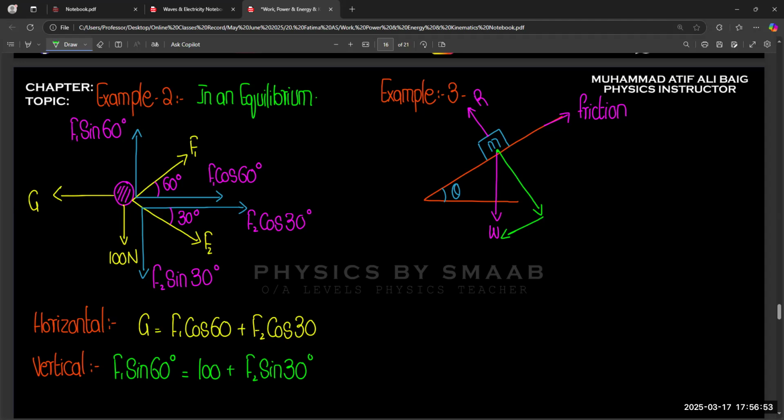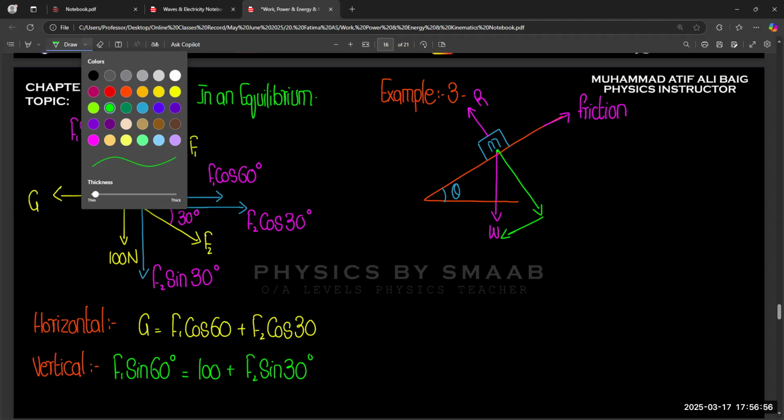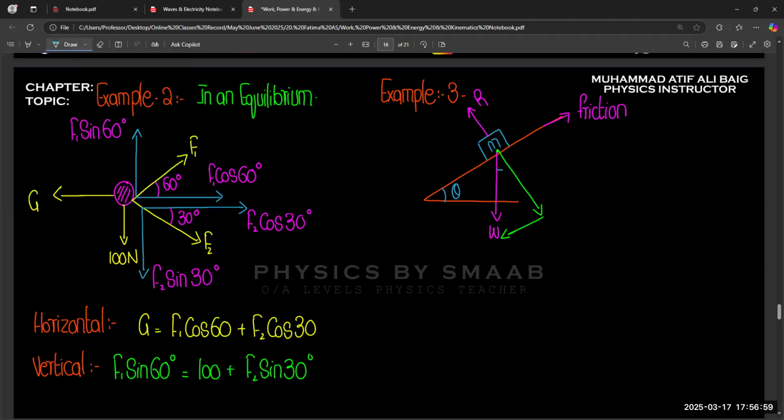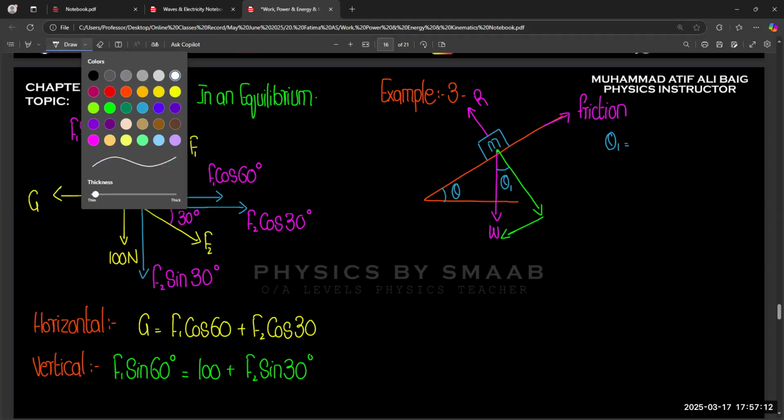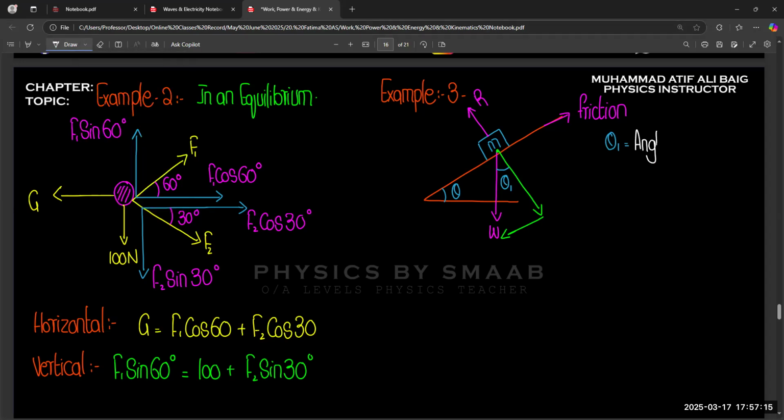And one more thing, this time we are getting the angle with respect to vertical. So this angle is with respect to vertical. For suppose this is theta 1. So this theta 1 is the angle with respect to the vertical component. So it is the angle with respect to the vertical.